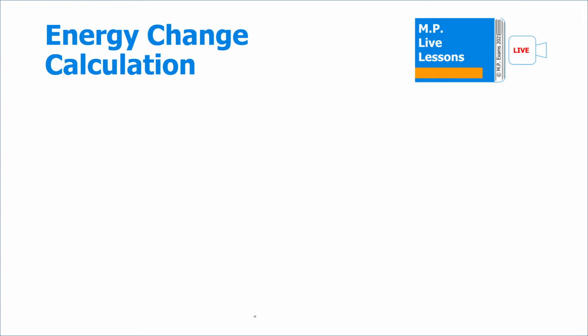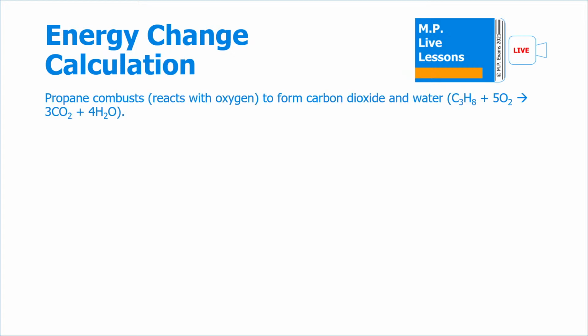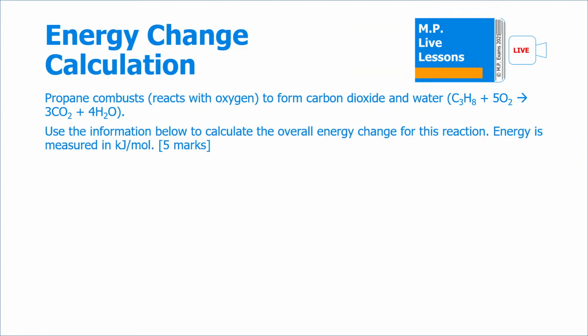So propane combusts with oxygen, so reacts with oxygen to form carbon dioxide and water. Now use information below to calculate the overall energy change of this reaction. Energy is measured in kilojoules per mole. And we have these bond energies. Now I'll draw out the structures.